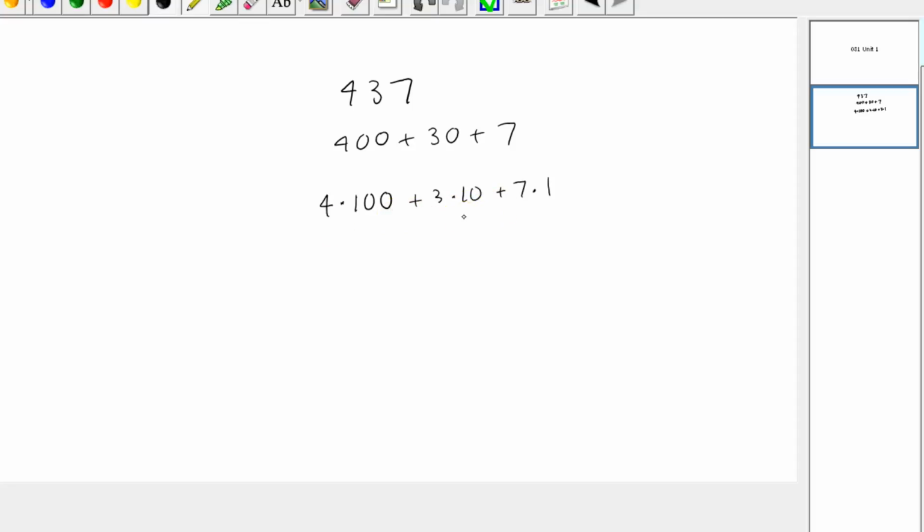So you'll see when we do decimals later, we will take the digit and multiply it by the place value, but in this section we do not. So this is our expanded form.